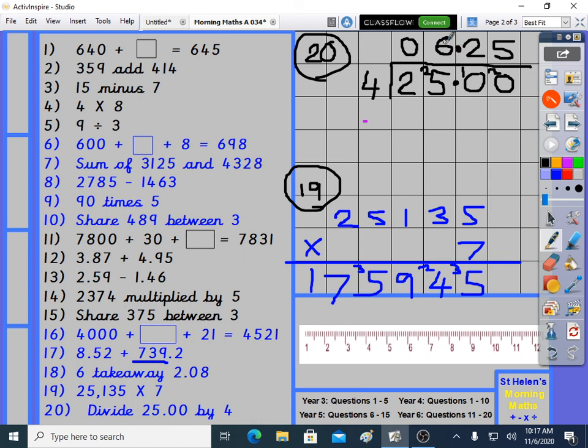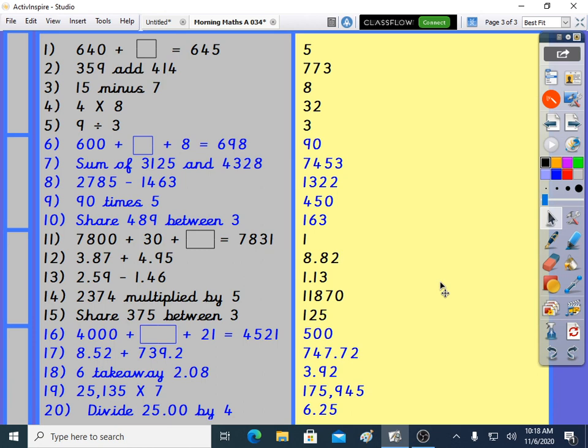6.25, which is 6 1/4. So it's actually the same as 6 remainder 1 in this case. 6.25. But 6.25 is usually a better answer, a nice decimal answer. So sometimes you'll see this question as just divide 25 by 4, but what you need to do is make it 25.00 divided by 4. So let's see if that's 6.25, and you can check all your other answers.